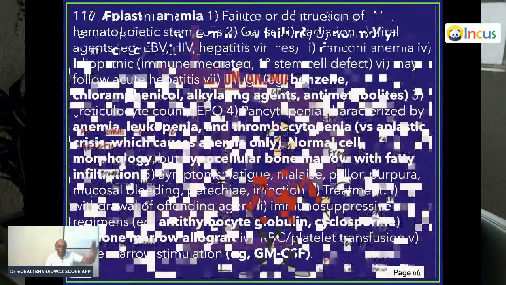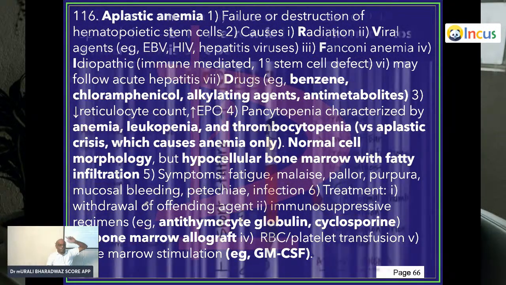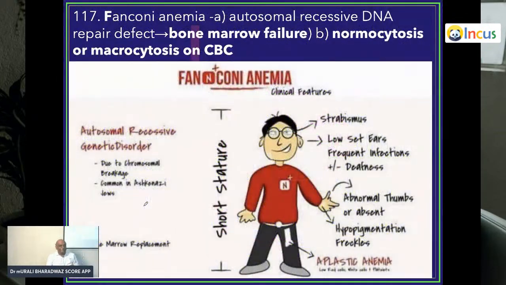So you'll remember all these points. No tension in this. Is there anything to mug up? There's nothing. Alkylating agents, benzene, chloramphenicol, you need to remember. And you also need to remember retic count low, EPO high. That's all. Like that you need to decide. If you decide like that, 100 pages, you can revise. First time only 20 pages I am saying.